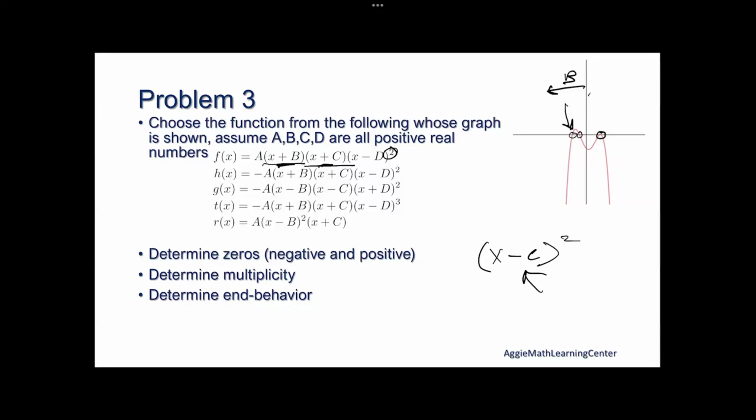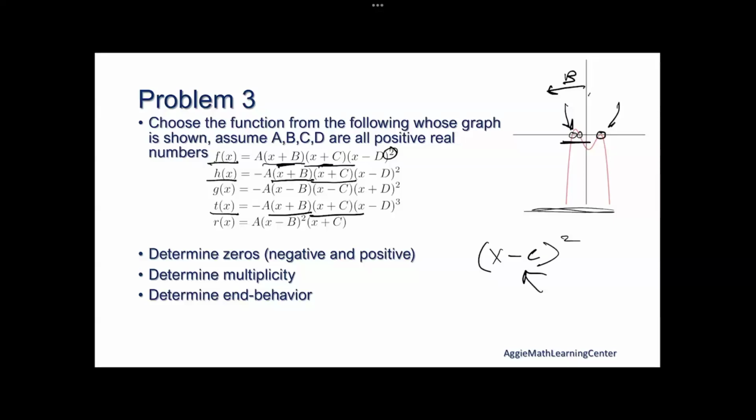So from here, we can see that in our actual graph over here, the two places where our graph is going to cross the x-axis are going to be positive with our zeros. So f of x and h of x and t of x are all on the table for being correct, just because the insides of b and c have that plus sign. So we're going to keep on looking at those 3.